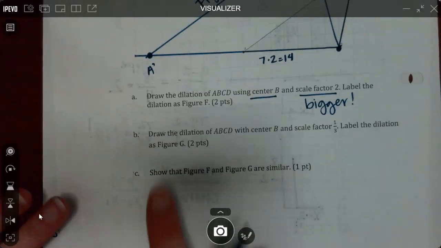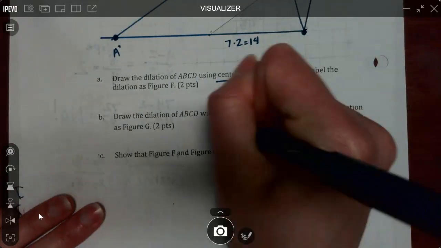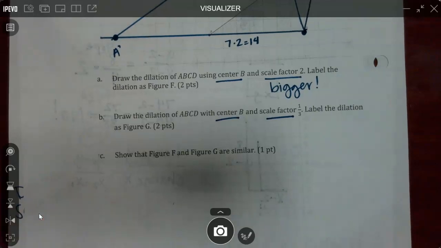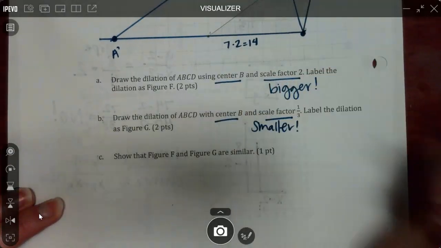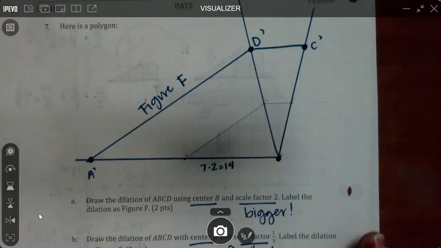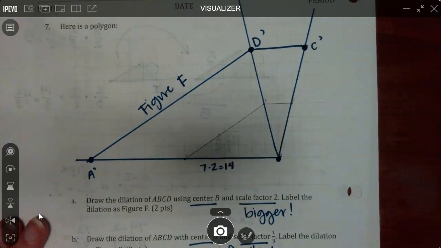For B, you need to now draw a dilation from ABCD. So we go back to the original shape, but this time we use center B, but our scale factor is 1/3. So you should be thinking about 1/3. Is that shrinking my shape or making it bigger? Oh, it's going to be smaller, because anything less than 1 shrinks my shape. And this needs to be figure G. So again, I know wherever I draw my points, they have to be on these lines. If you didn't use a ruler, a lot of you drew your shape incorrectly and you got points off for that. It has to look like the original. That's the whole point of similar shapes. So I was a little picky on that. All right, so 1/3.